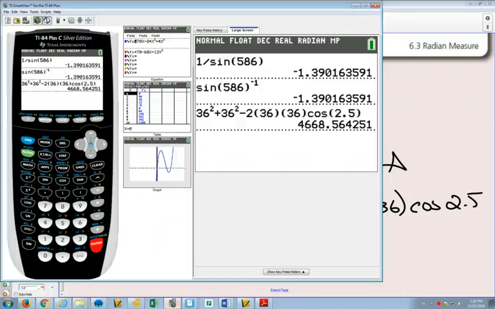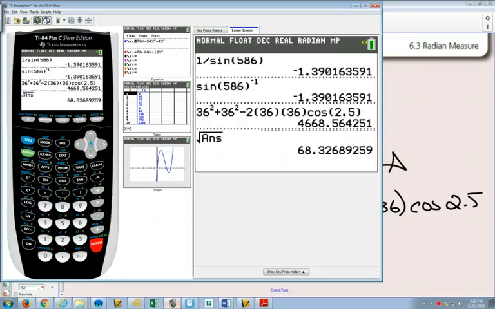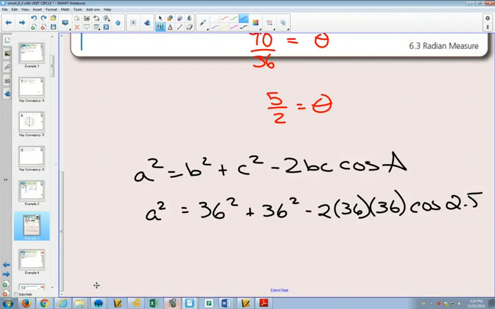And that's equal to a squared. So how are we going to find a? We're going to have to square root our answer. And it is 68.3 meters away, approximately. Is that what the answer in your textbook says? I sure hope so. Otherwise, I'm going to have to take the rest of the week off. Is it? Yeah? Okay.